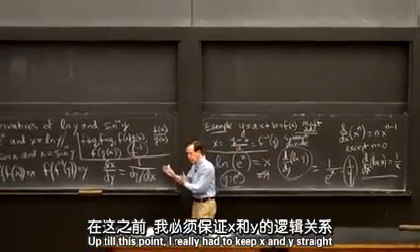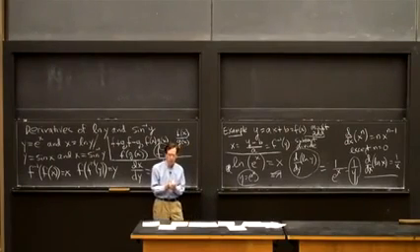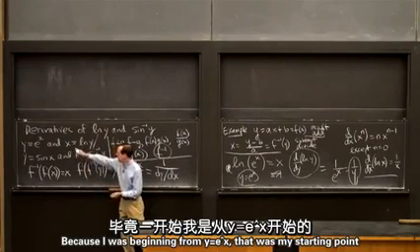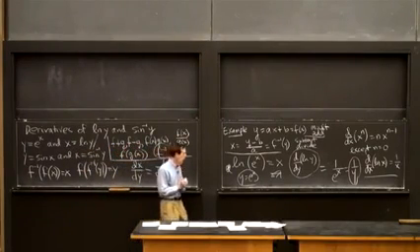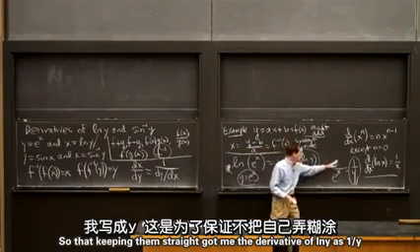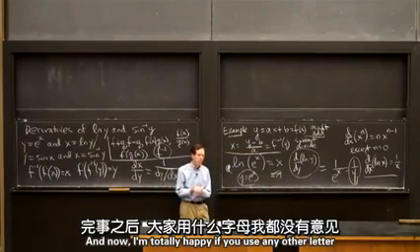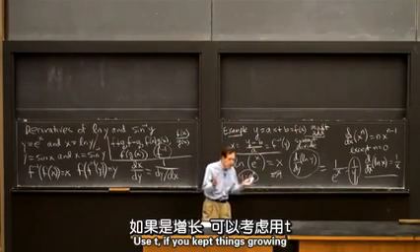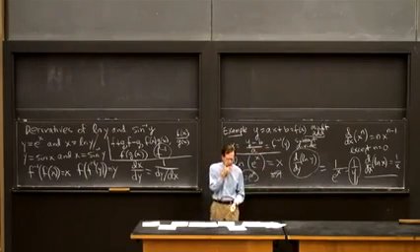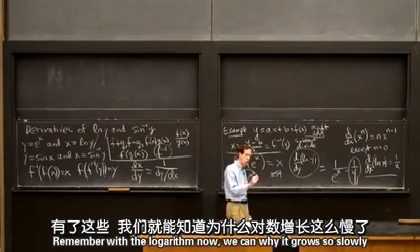Up to this point, I really had to keep x and y straight, because I was beginning from y is e to the x. That was my starting point. Okay, so that keeping them straight got me the derivative of log y as 1 over y, end. Now I'm totally happy if you use any other letter. Use t if you have things growing. And remember about the logarithm now, we can see why it grows so slowly.